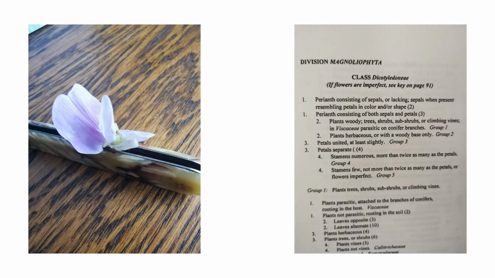Okay, so now we're trying to find out which group to go to here, and we'll read the first one: perianth consisting of sepals or lacking, sepals when present resembling petals in color and or shape. And if we go back to the last slide or through the next one, we see that that is not the case. So we look and see perianth consisting of both sepals and petals. That is correct because there are distinct sepals and petals on this. So we move to 3 and we go petals united at least slightly. And this is the case. There are some of the petals, if you notice in this, that are united. And so we look to find group 3.